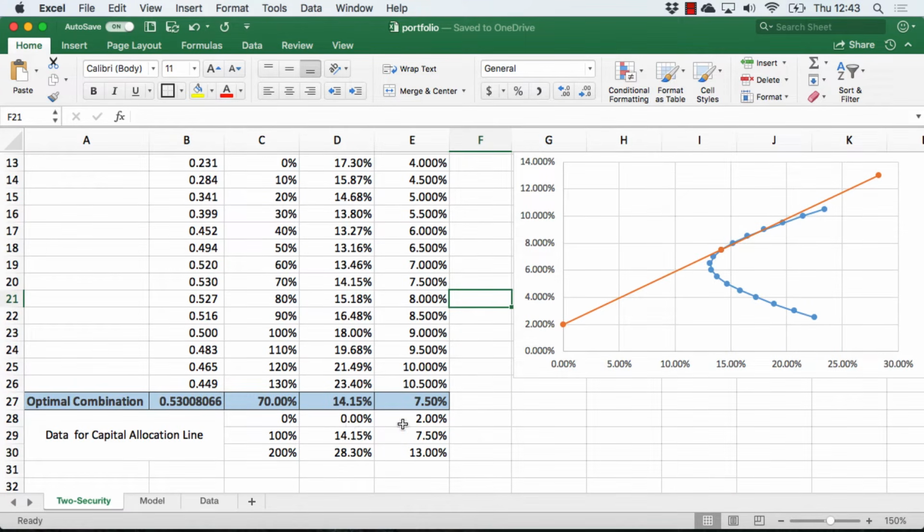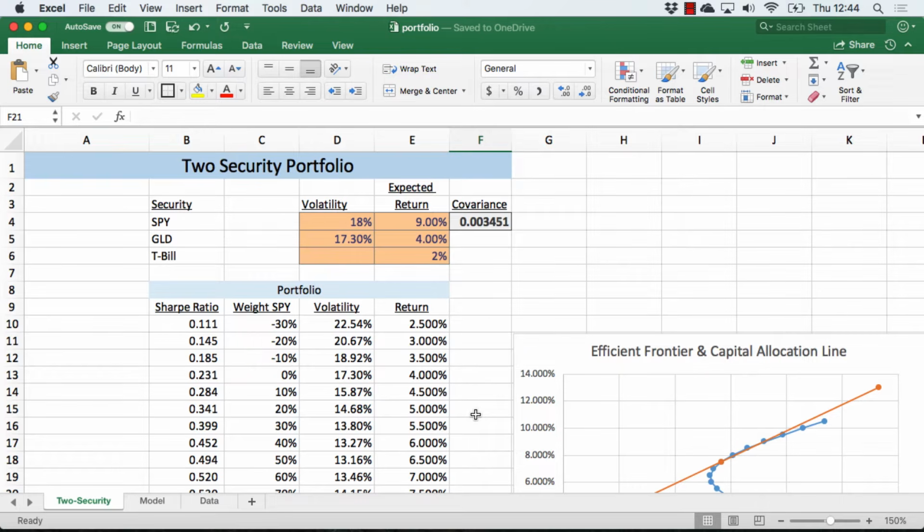Okay, and then the calculations for the capital allocation line here are just the expected returns at the various investment weights. So no investment in the portfolio, 100% invested in the portfolio, and by borrowing 100% of our capital, we can invest 200% in the portfolio. Okay, so that is the two security example.